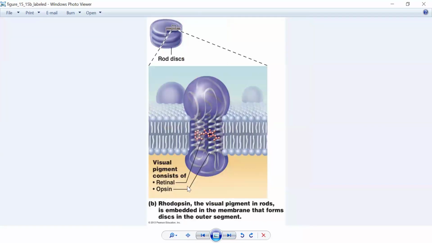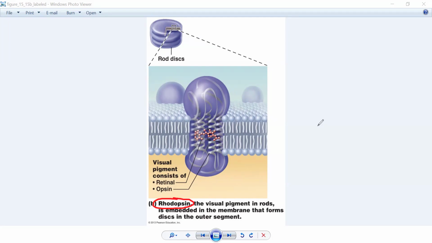Okay, so this is a better picture. Within these penny-shaped stacks of the cell membrane, you have the pigment part that absorbs light, called retinal. And then you have the protein part, the rest of it, which is opsin. Together it's referred to as rhodopsin here. If I can highlight it.